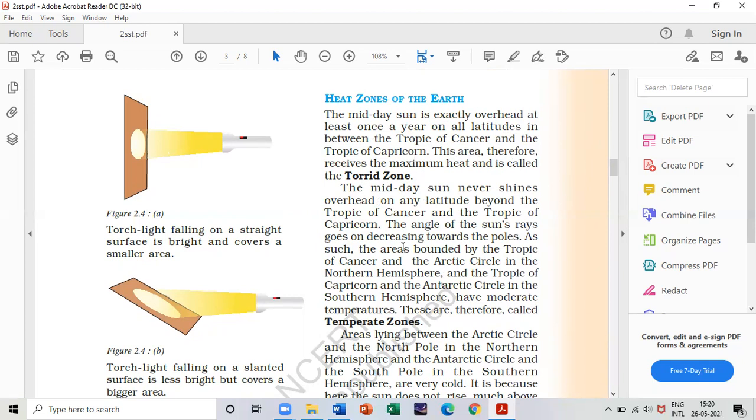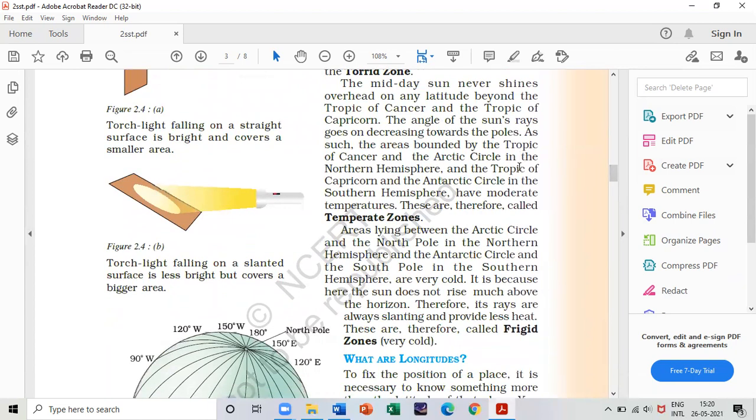And the midday sun never shines overhead on any latitudes beyond the Tropic of Cancer and the Tropic of Capricorn. So the angle of the sun rays goes on decreasing towards the poles. Underline this section, that is, the angle of sun rays goes on decreasing towards the poles. You can get a question like this in MCQ, where it is decreasing or increasing. So underline this line. As such, the area is bounded by the Tropic of Cancer and the Arctic Circle in the northern hemisphere.